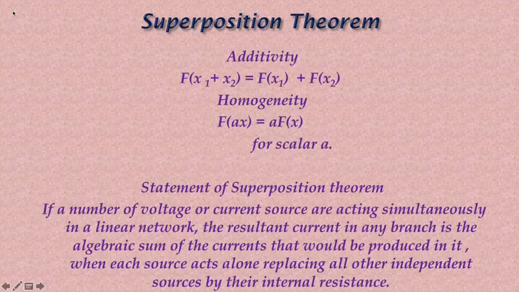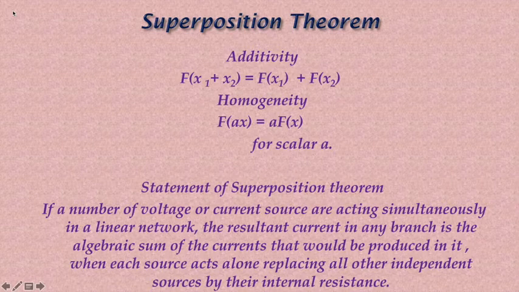Superposition can be divided into two simpler properties: additivity and homogeneity. Additivity: f(x1 + x2) equals f(x1) plus f(x2). Homogeneity: f(a x) equals a times f(x) for a scalar a.